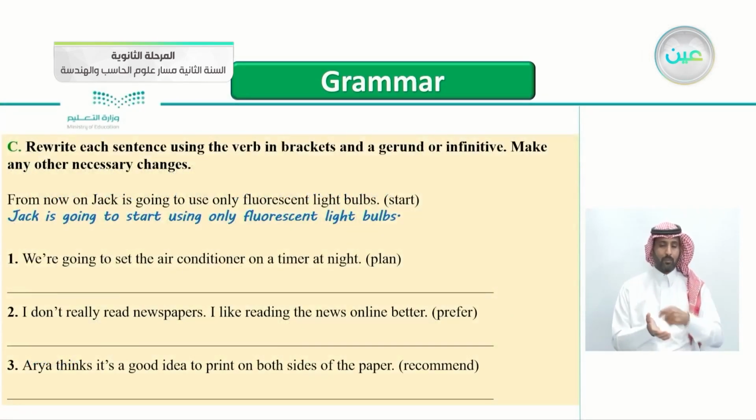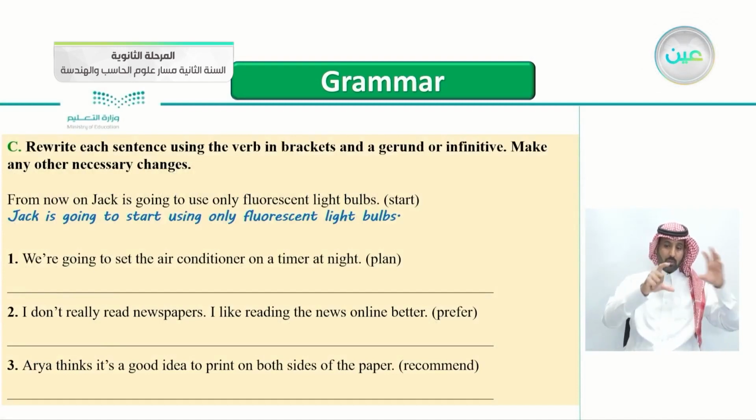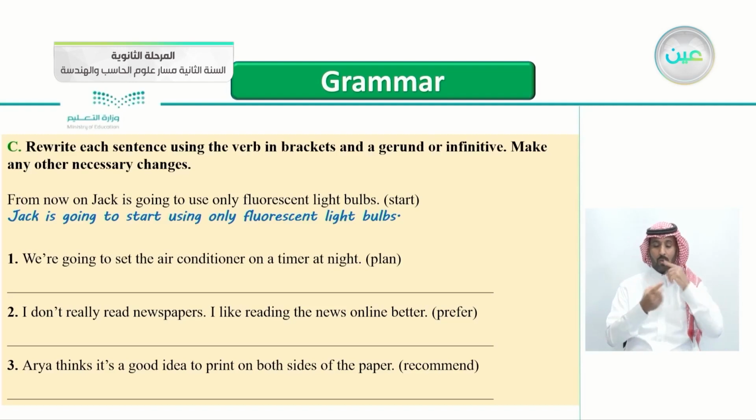Exercise C here, rewrite each sentence using the verbs in brackets and gerund or infinitive. Make any other necessary changes. For example, here, from now on, Jack is going to use only fluorescent light bulbs, and the verb is start. And the answer was, Jack is going to start using only fluorescent light bulbs.